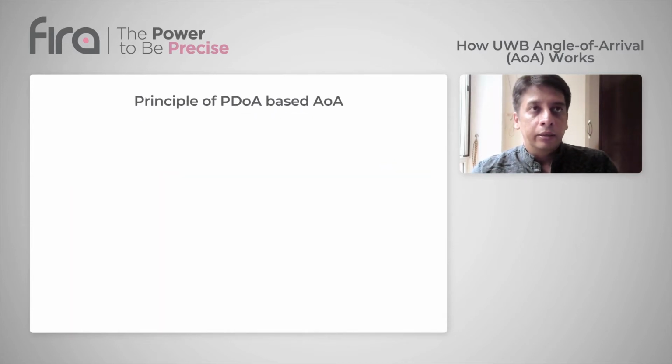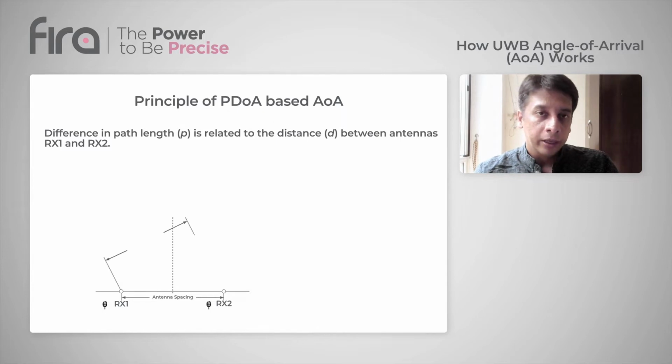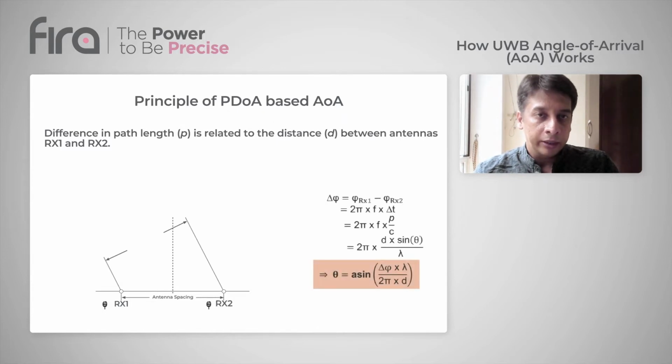Now, if you consider a radio signal sent from a distant transmitter which arrives at two antennas, it can be seen from the geometry depicted here. You have RX1 and RX2, they are spaced at distance D. Then for the signal coming to RX1, there is a path difference that is denoted as P.